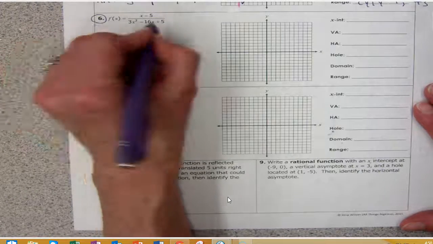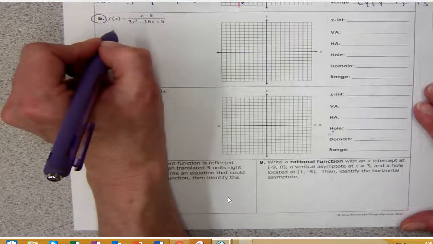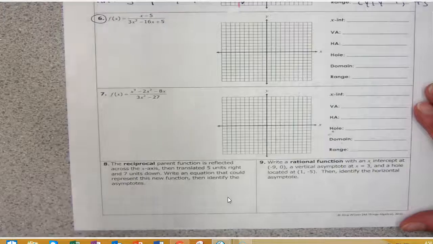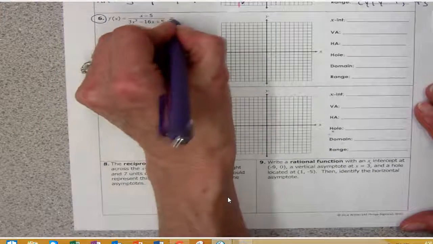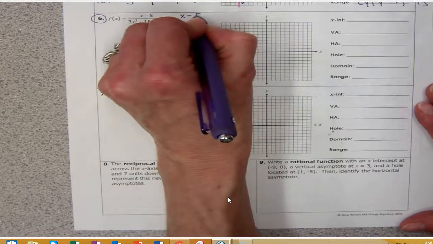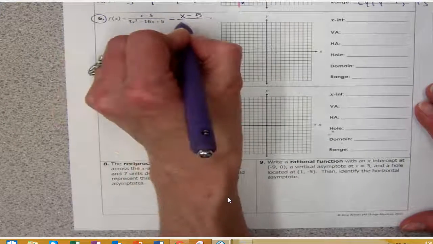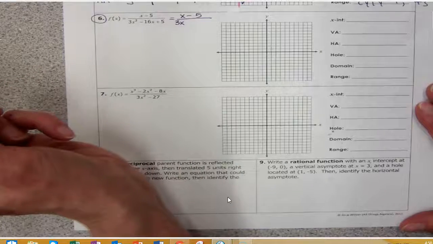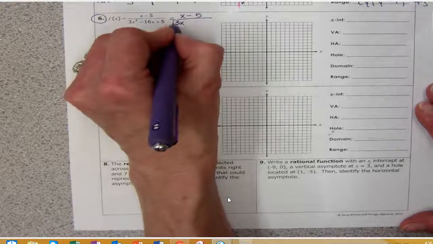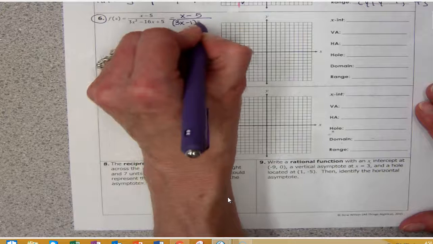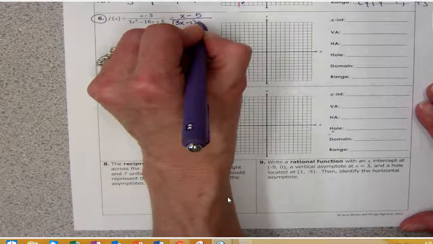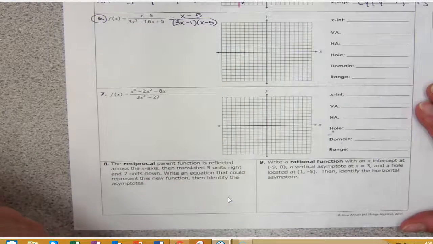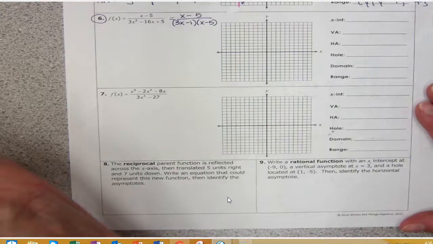So, in number 6, we're going to go ahead and factor it out. The numerator's already fully factored. The denominator, you're going to factor it into 3x. If you don't know where I'm getting this, see if you can stop the video, factor this out in this way, and get that. All right.